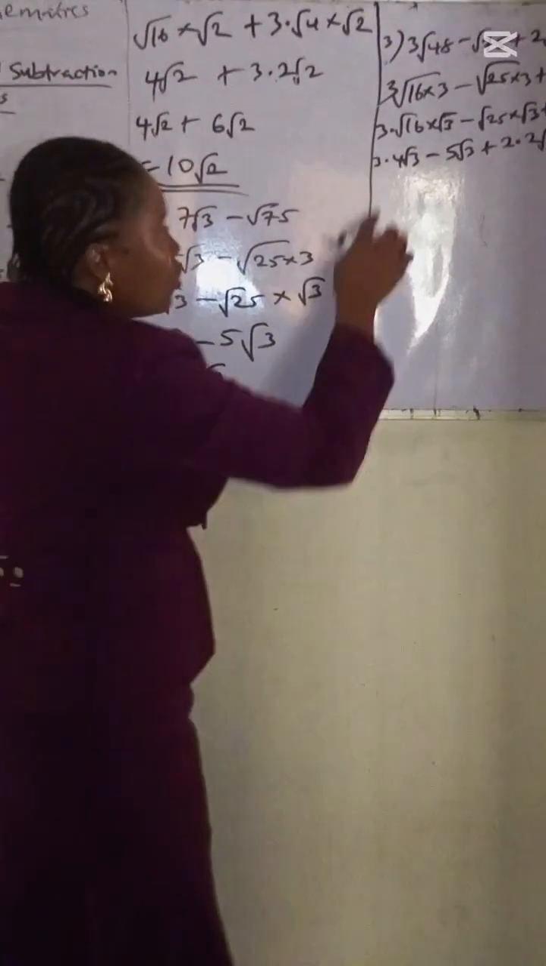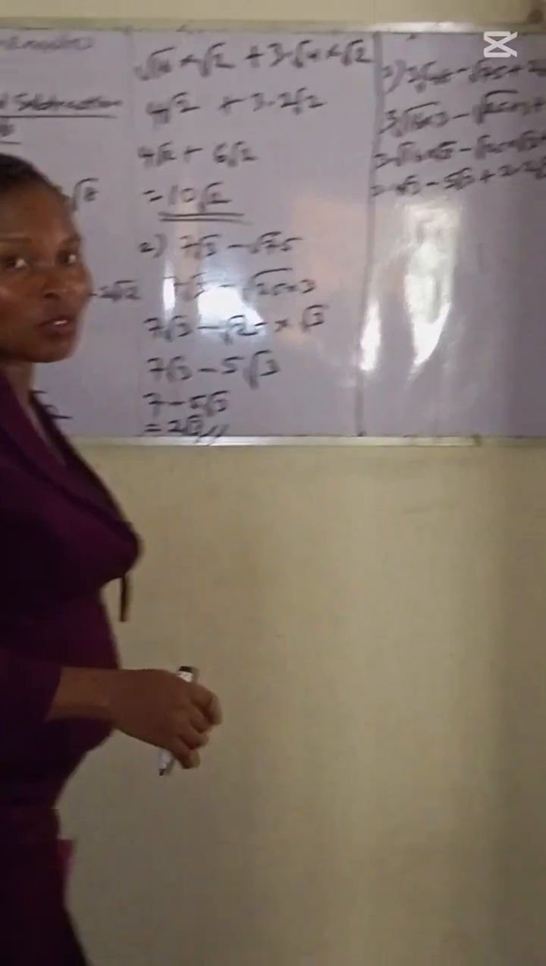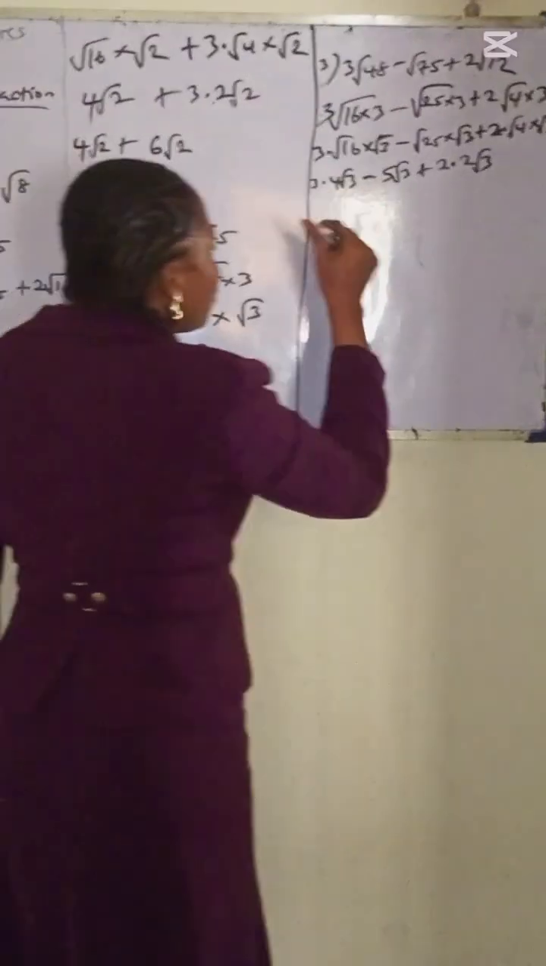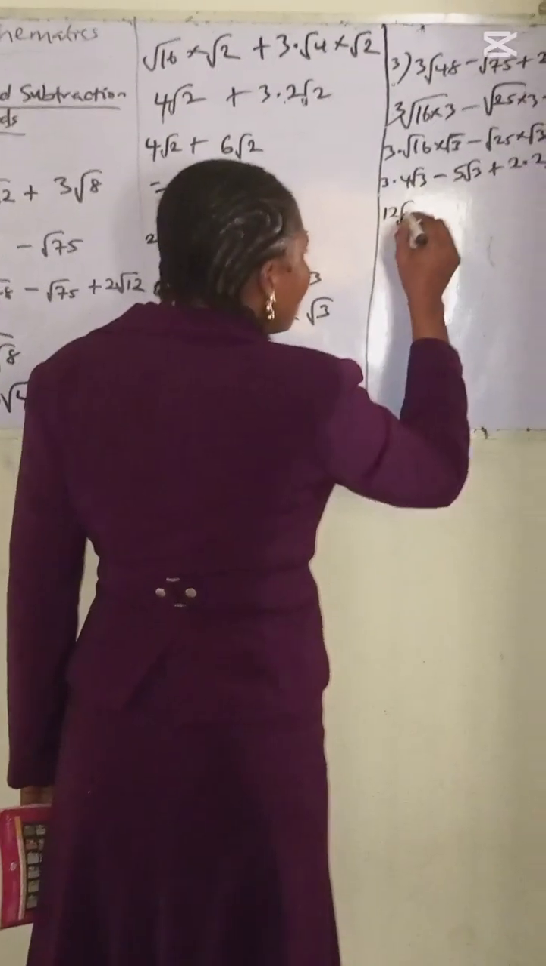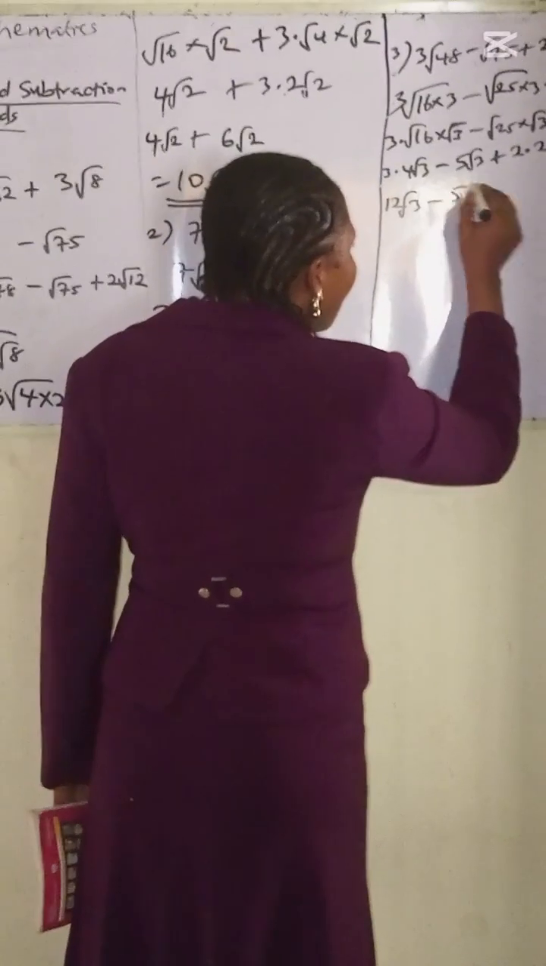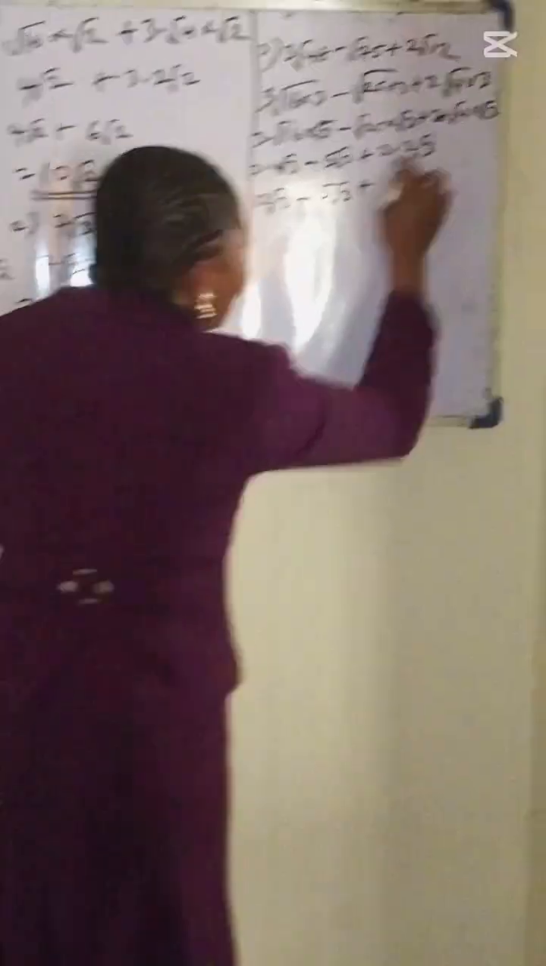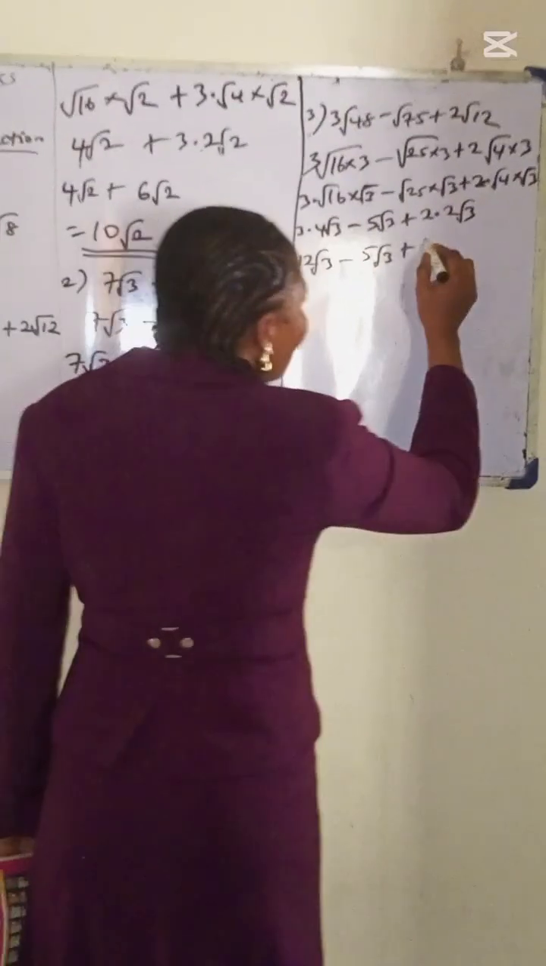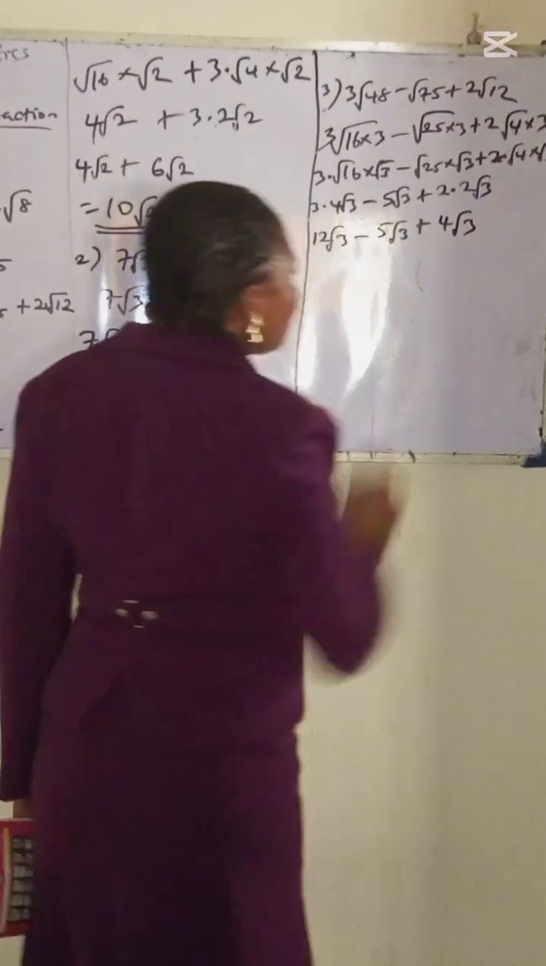So the next one I'm going to do, this plus here represents what, times. So I'm going to say 3 times 4 to give me what? 12√3 minus 5√3 plus 2 times 2 will give us what? 4. So we have this as 4√3.